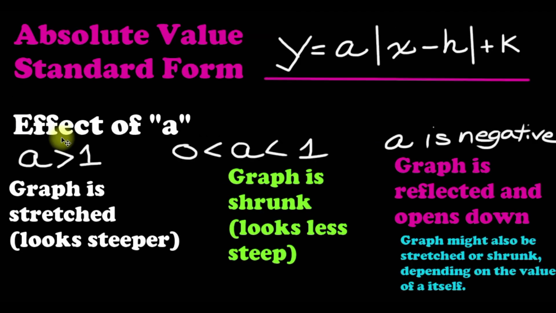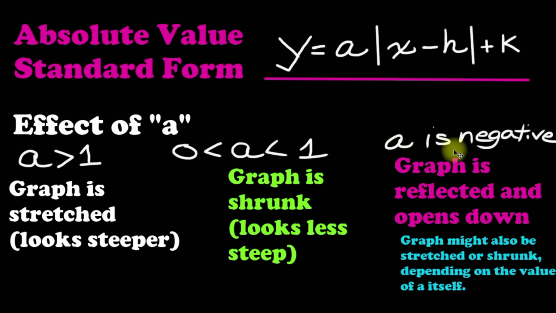So this is what a is doing to the parent function. If a is bigger than 1, the graph is going to stretch, so the graph is steeper. If a is between 0 and 1, for example if a is 1/2, then the graph shrinks and looks less steep.